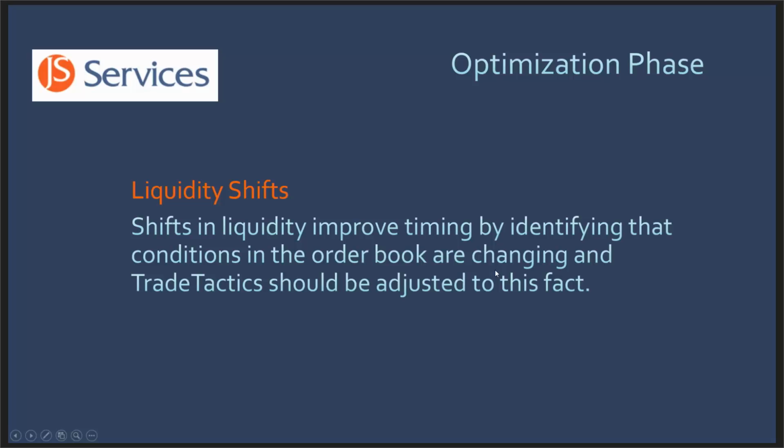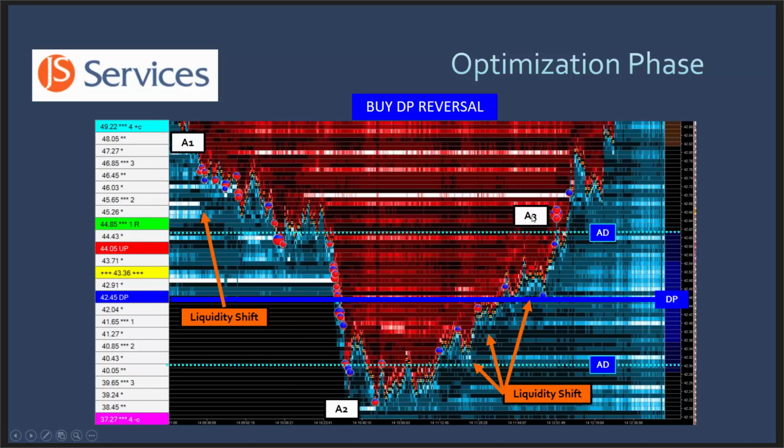Shifts in liquidity improve timing by identifying that the conditions in the order book are changing, and trade tactics should be adjusted to this fact. So in this example of the reversal, let's take a look at some liquidity shifts that helped us. When the market's trading here, we already have our fact foundation. We already know that the market state is neutral digestive. We know that we're looking for an exhaustive reversal off the downside pivot, so we're anticipating this market to get excited to the downside. We want it to fail here, and we want it to exhaust. We're looking for an exhaustive turn to buy, because that's our optimal strategy.